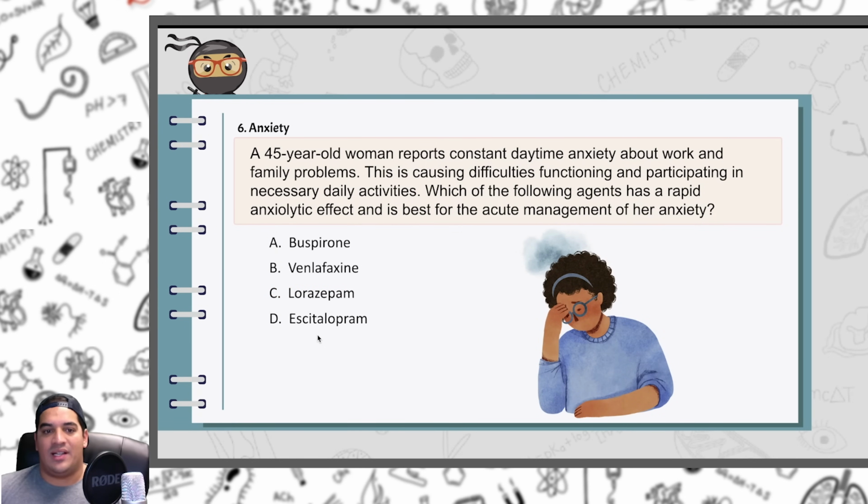A 45-year-old woman reports daytime anxiety about work and family problems causing difficulty in functioning and participating in normal daily activities. Which of the following agents has a rapid anxiolytic effect and is best for the acute management of her anxiety? That's always benzos. Benzos, and then for chronic, it's SSRIs or SNRIs, right? Or potentially buspirone is the other option here. So I would say in this particular scenario, it's going to be a benzo first, and then later you can start adding on something like this or this or this. So Lorazepam would be the best option here.